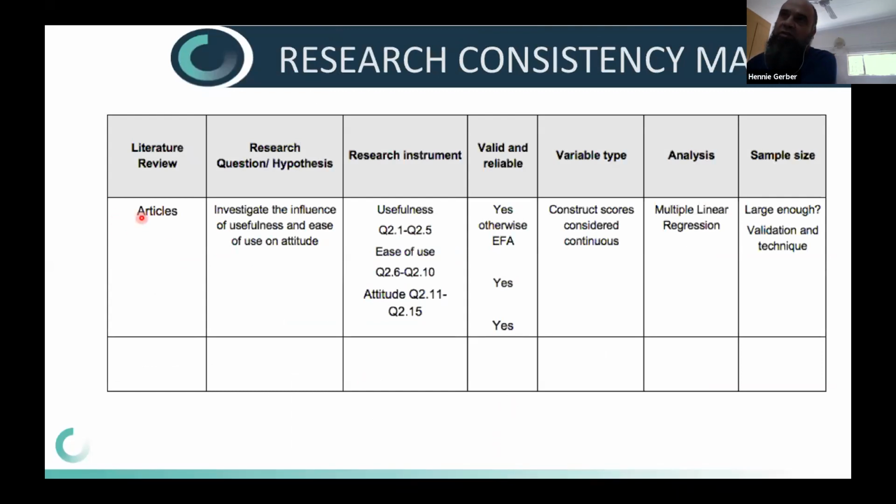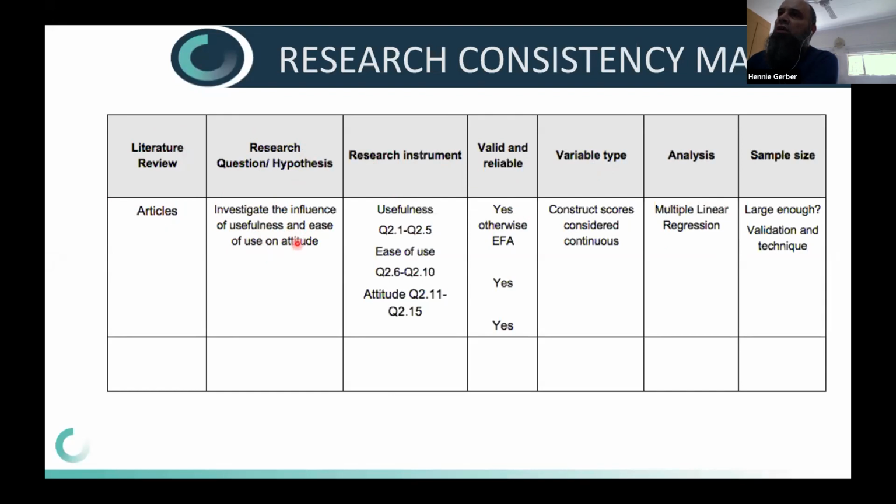So you have your literature review here, which is your articles. You have your research questions or hypothesis here. You have your research instrument. Is it valid and reliable? The constructs, the type of variables, the analysis, and the sample size. So in this case, we have articles on technology acceptance. We're on the technology acceptance model. We want to investigate the influence of usefulness and ease of use on attitude.